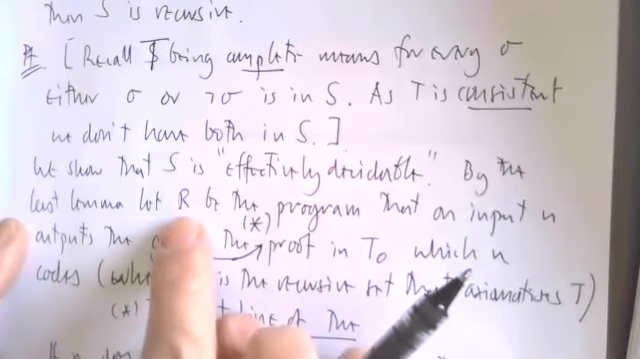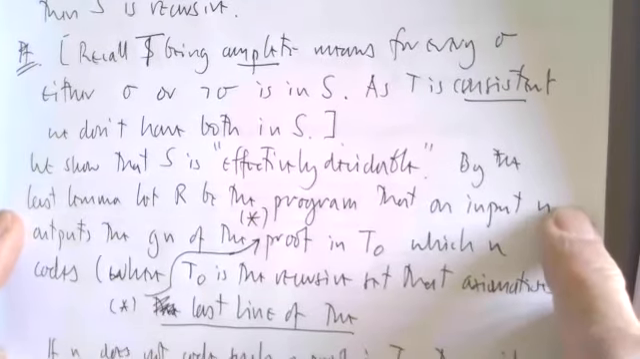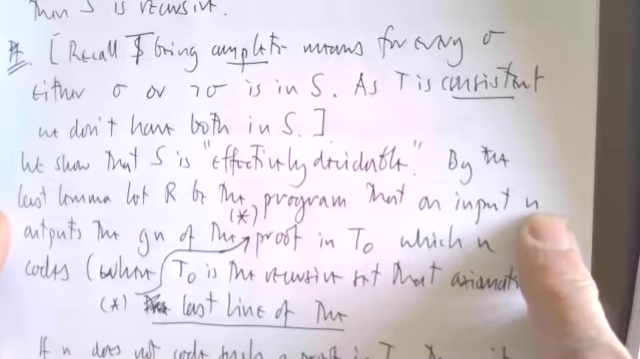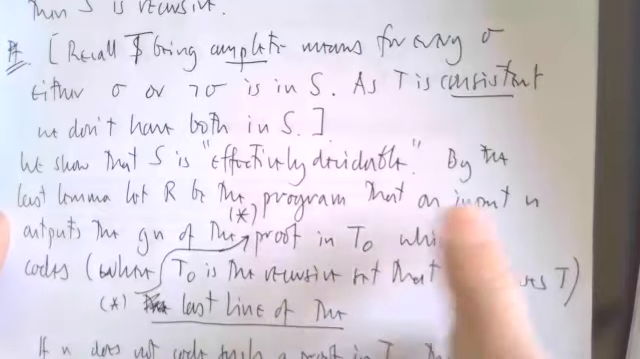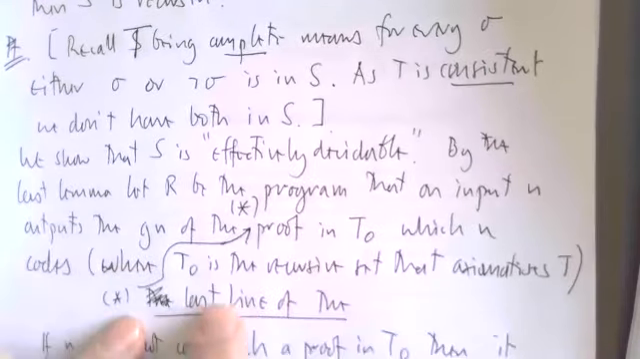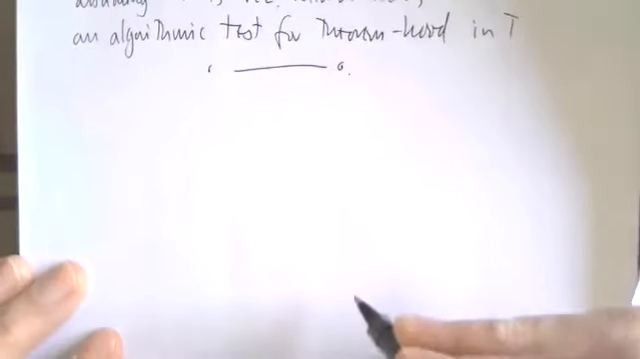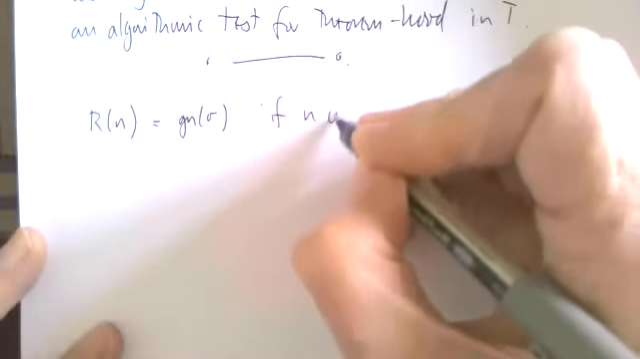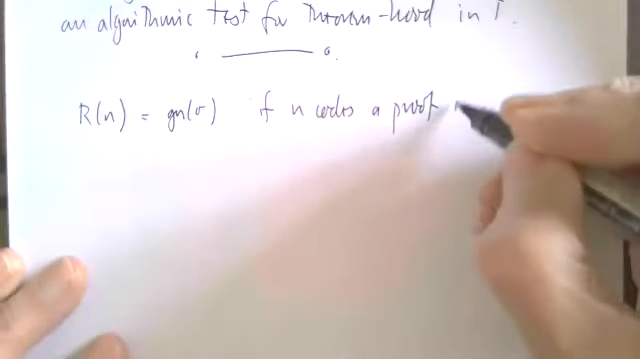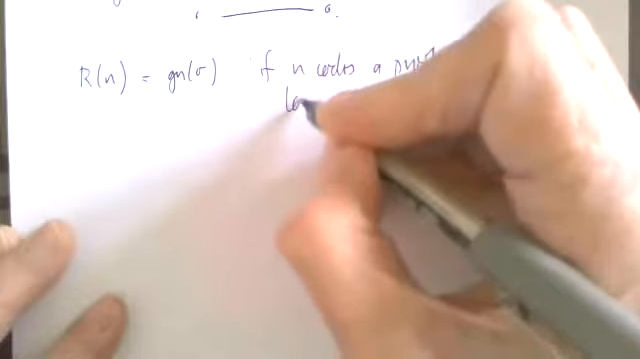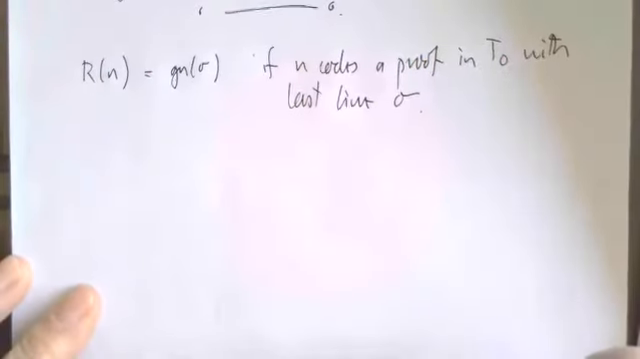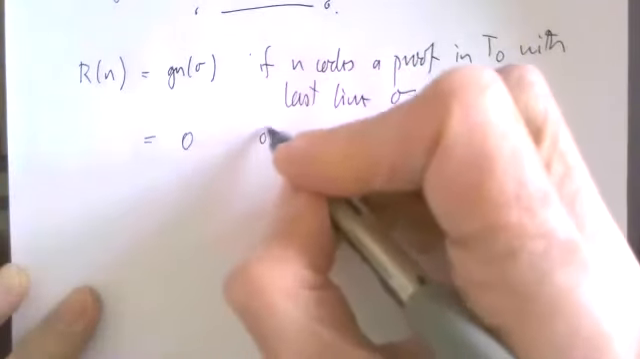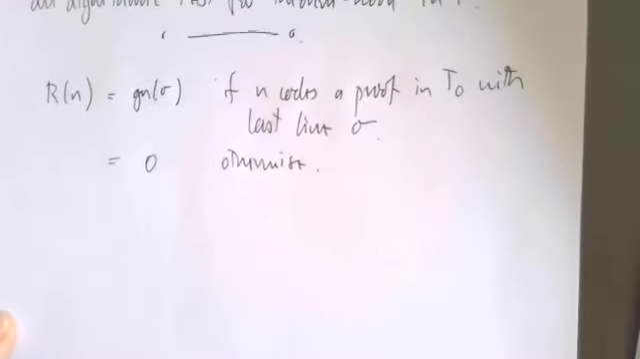So I'm thinking of my algorithm R as a program. It inputs a number n, and if n codes a proof from the axioms T0, which axiomatize T, then it's going to output the Gödel number of the last line of the proof here. So let's try to make it look a bit more mathematical. R of n outputs the Gödel number of sigma if n codes a proof in T0 with last line sigma. So it codes a proof of sigma, and outputs zero otherwise. That's what my algorithm is doing.